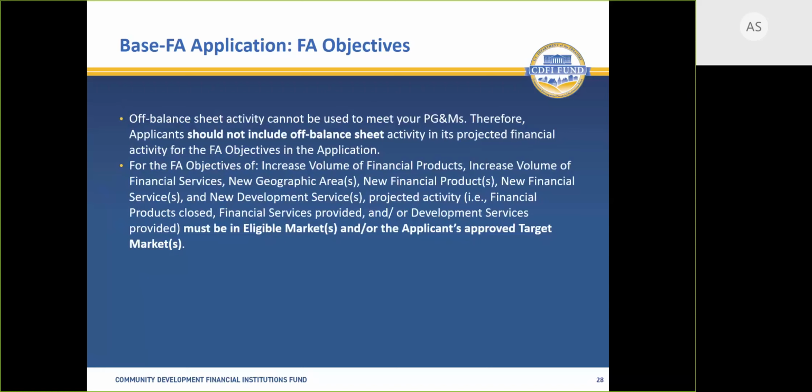Off-balance sheet activity may not be used to meet your PG&Ms, so make sure you don't include this in your projections. And also your FA objectives must be in eligible markets and/or your approved target markets.